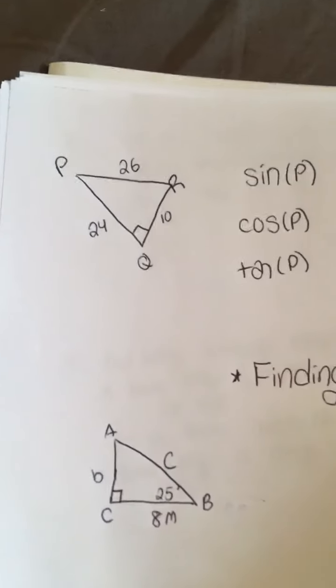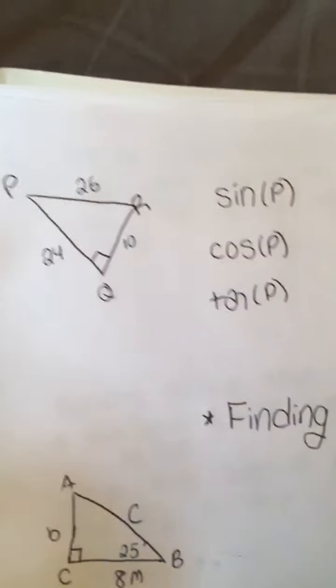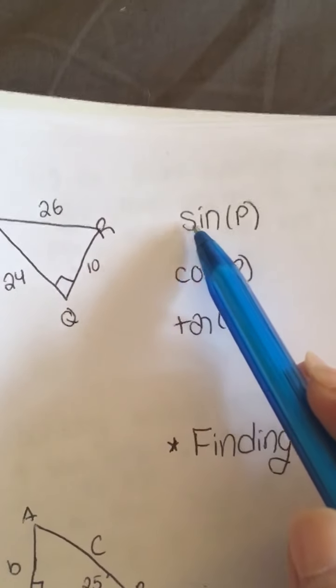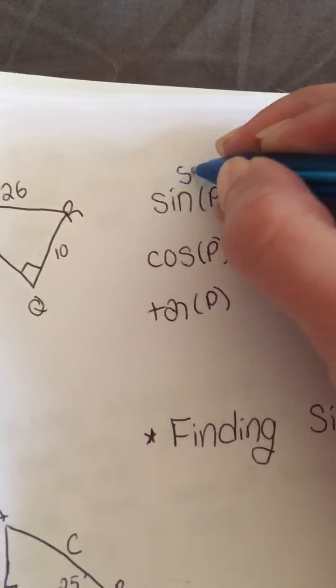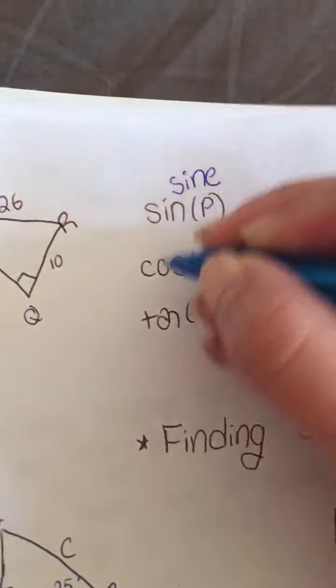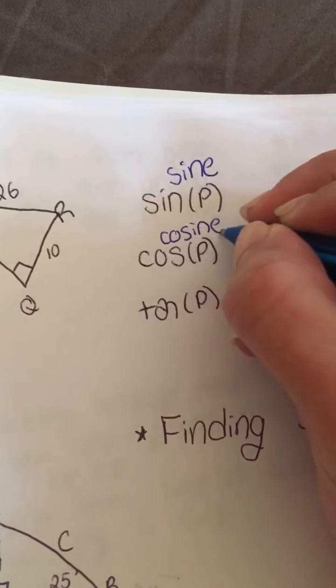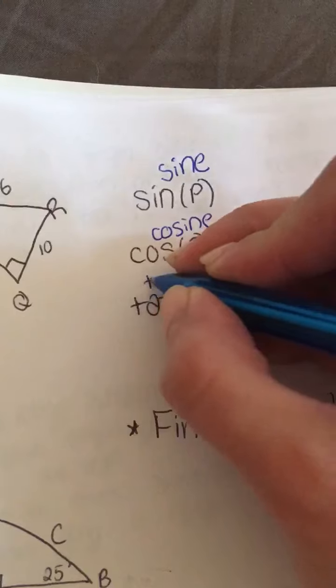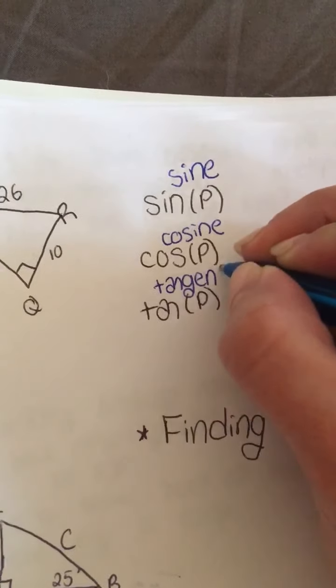So for the first lesson, we're just going to start by looking at the different ratios. So we have SIN, but it's really called sine. This is abbreviated COS, but it's really cosine. And this is abbreviated tan, but it's really tangent. So those are the three trigonometry ratios that you'll need to know.